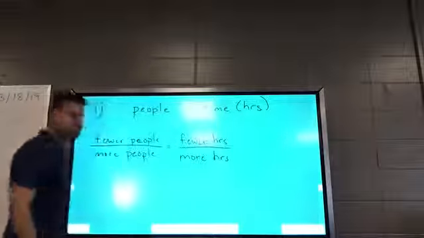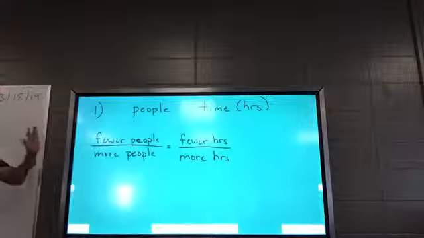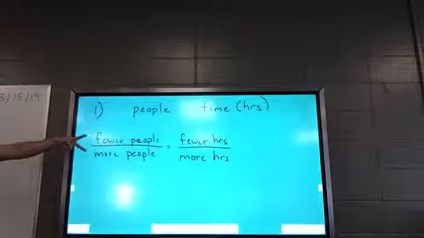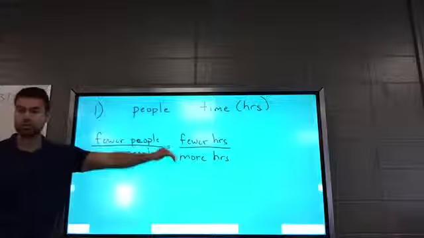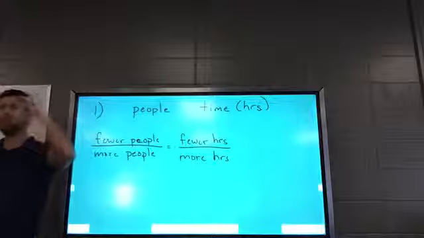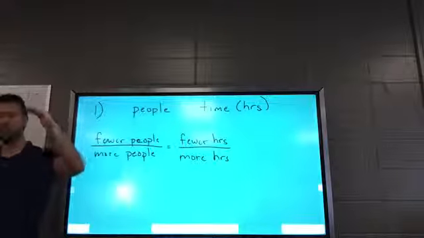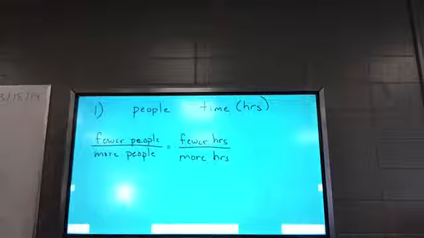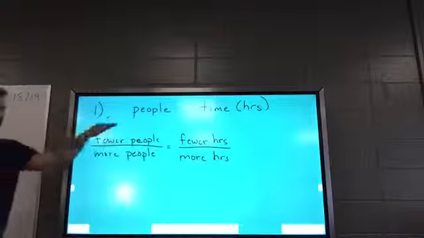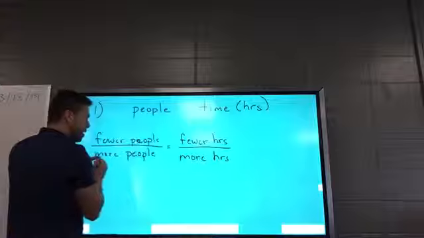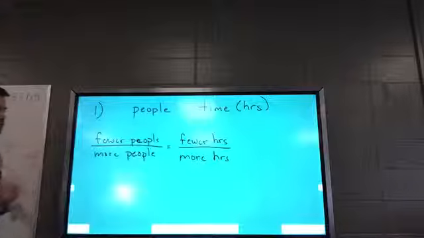Is it always going to be fewer over more? See, technically, if I flip this, I could work it out, but I'd also have to flip that one. So you can put more people, more time, fewer people, fewer time. So it doesn't really matter. Just keep it consistent. It has to be fewer up top, more on the bottom, or vice versa.